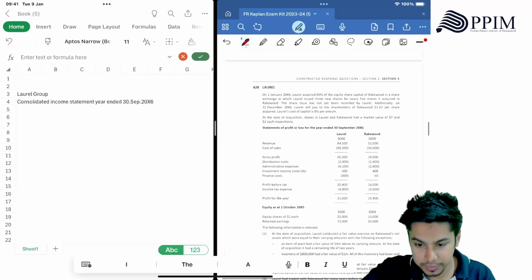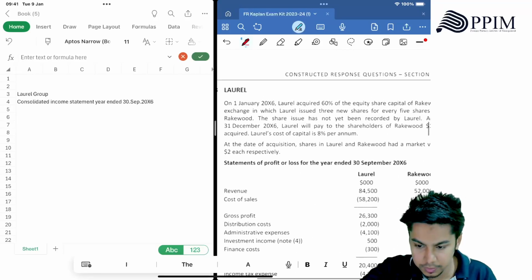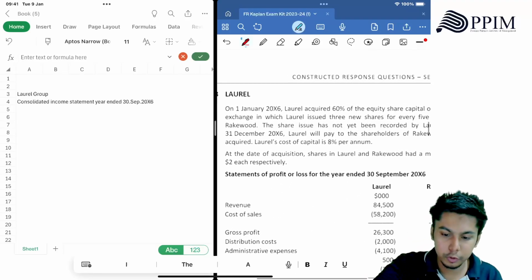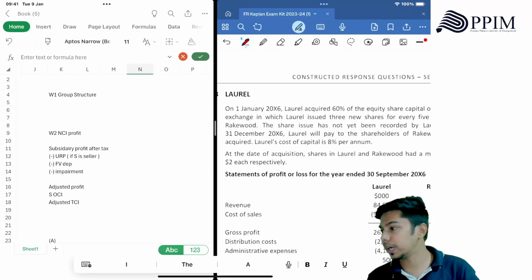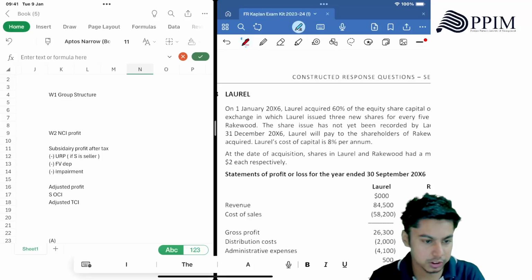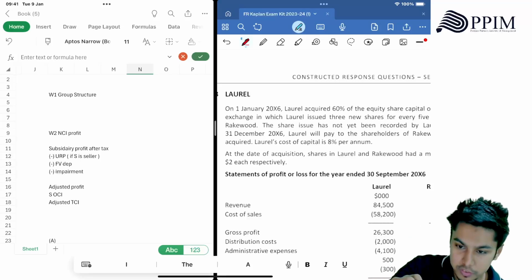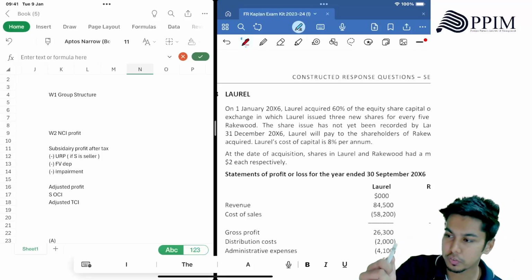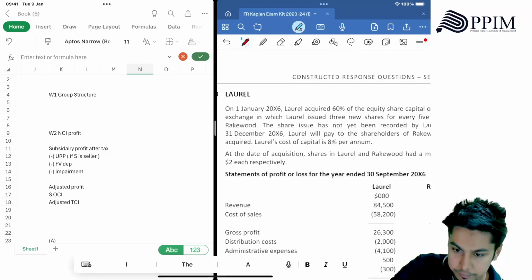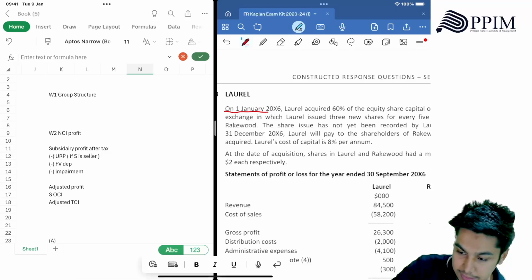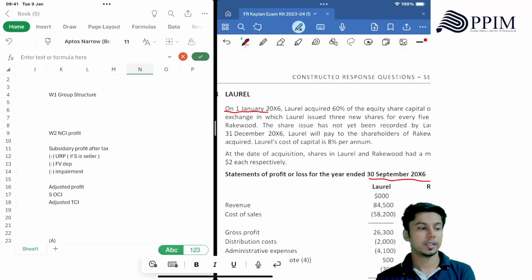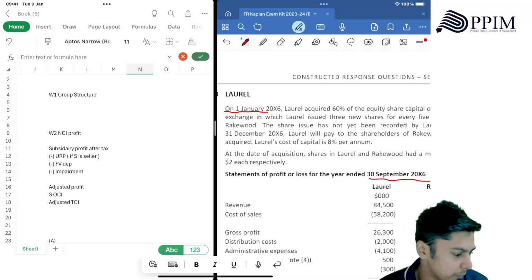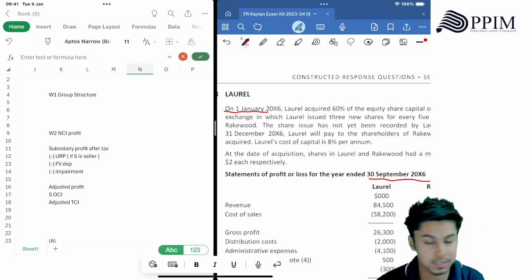This is the question, guys, that we are going to do. First of all, can you please mark and show me the group structure, faster? So guys, I want you to focus on these points. Just focus on the first line, and this line. Mark and show me the group structure quickly.